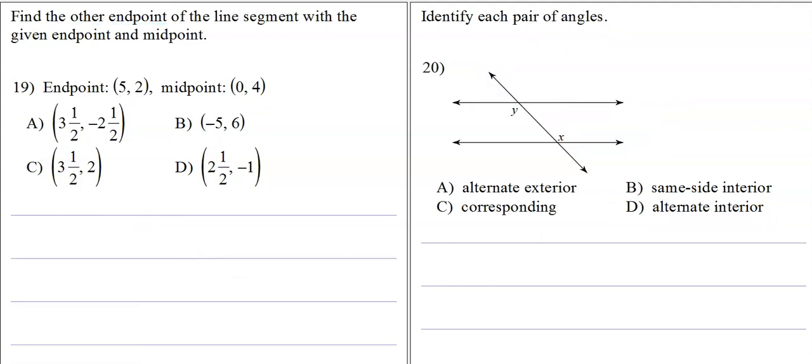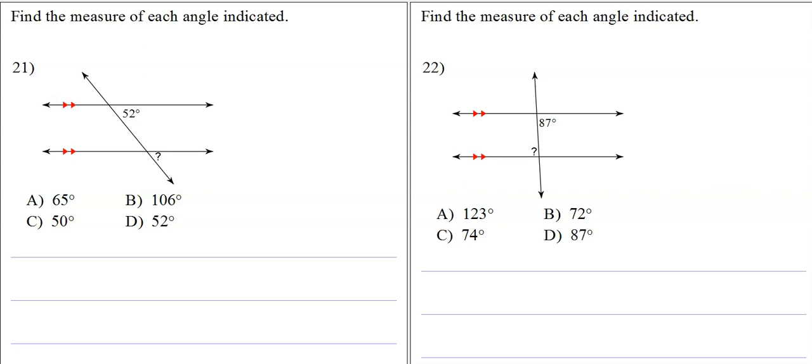All right, keep on going. 21 and 22. So now I do have the parallel markings on there. And this angle has to be equal to this one because they're vertical. And then I can do corresponding angles down here. These two have to match as well. So the correct answer is D.